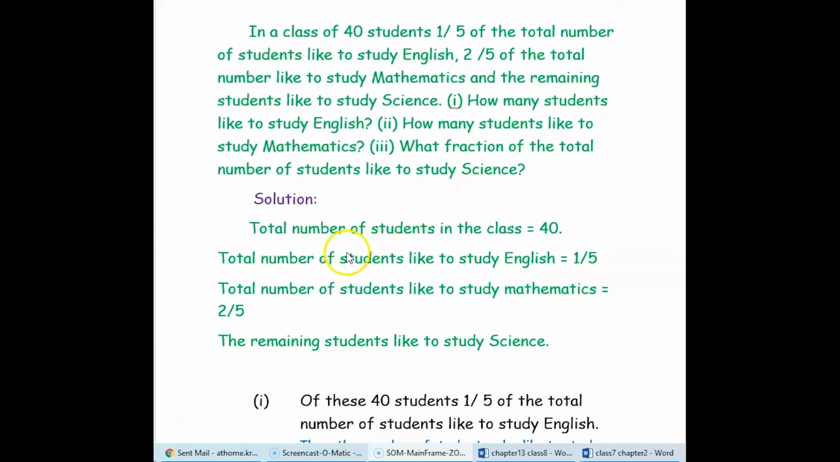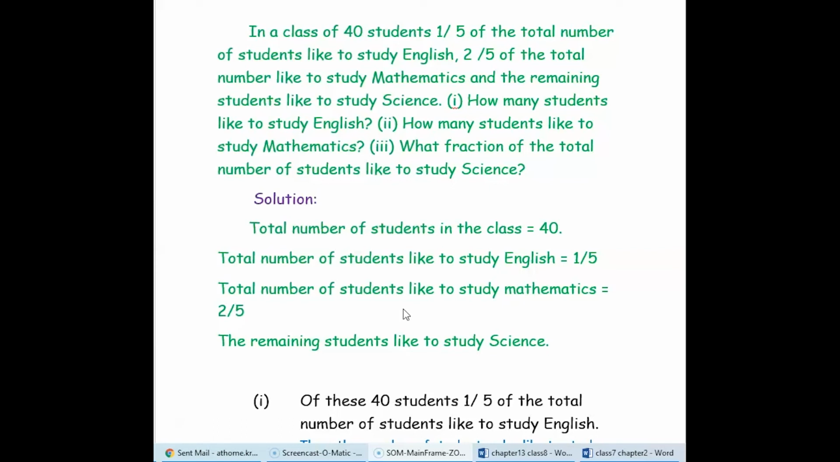So what is given? Total number of students in the class is 40. Number of students who like to study English is 1/5 of the total number. And the number of students who like to study mathematics is 2/5 of the total number. So the remaining students like to study science.